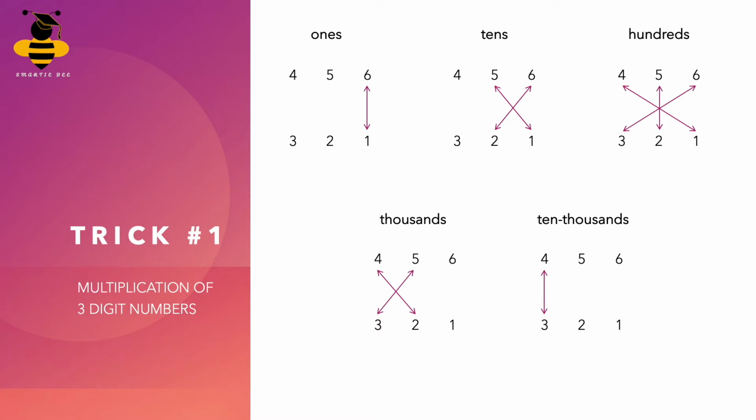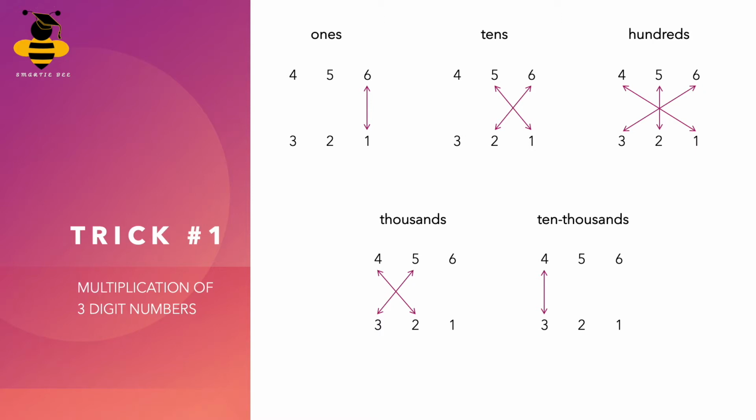The first pattern is to get the last digit of the answer. For that, you have to multiply the last digits of both the numbers. The second pattern is we will cross multiply the last 2-digit numbers. The third pattern is cross multiplication of all the 3 numbers. So in this example, 4 will be multiplied by 1, 3 will be multiplied by 6 and 5 will be multiplied by 2. The fourth pattern is multiplication of the first 2 digits, so that is the cross multiplication of the first 2-digit numbers. And the last, the fifth, is multiplication of the first digit numbers.